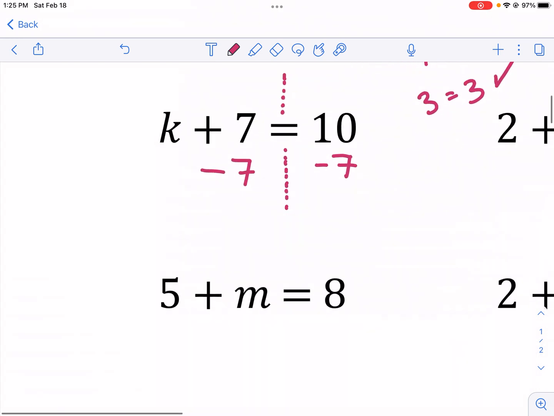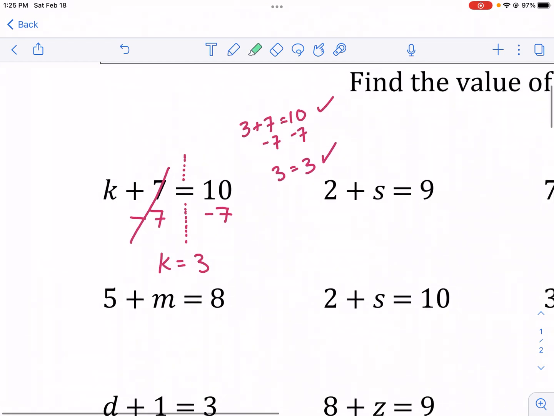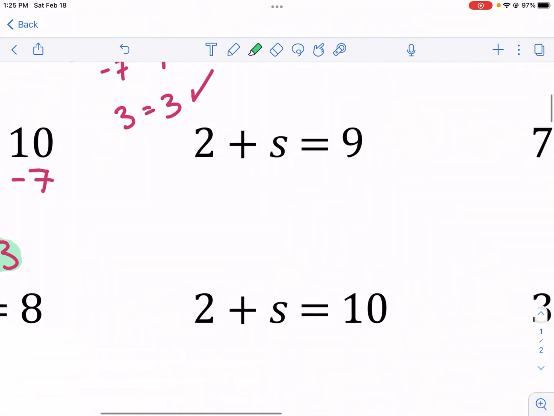Let's continue. So if I subtract 7 from 7, what do I get? I get 0. k plus 0 is just k. So k equals 10 minus 7, 3. And I got my answer. I'm going to go ahead and highlight it. Look at this. There we go. Okay, moving on to number 2.